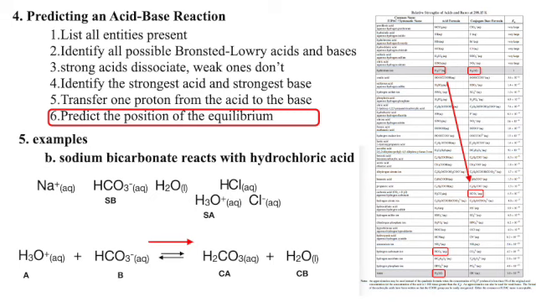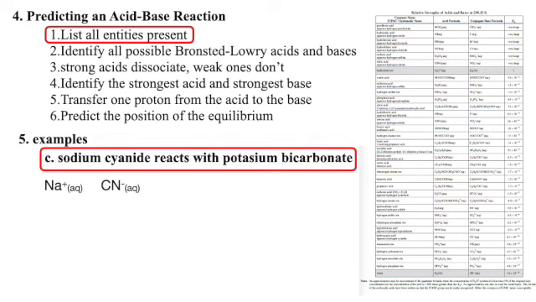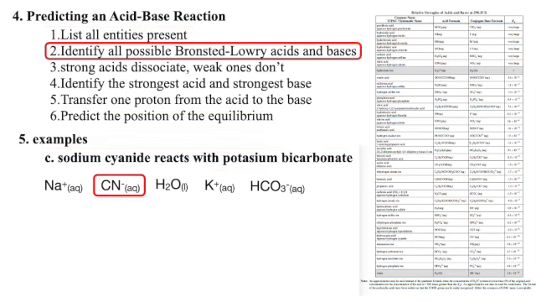Okay, last example. Sodium cyanide reacts with potassium bicarbonate. So I've got Na positive, CN negative, I see aqueous, so I've got to have water, K positive, and bicarbonate, HCO3 negative. Let's go find them on the chart. Okay, there they are.